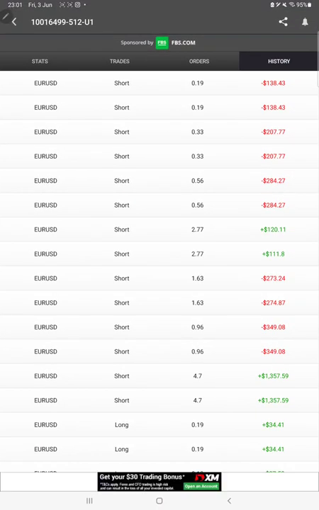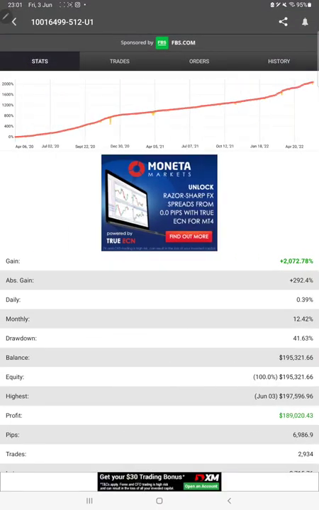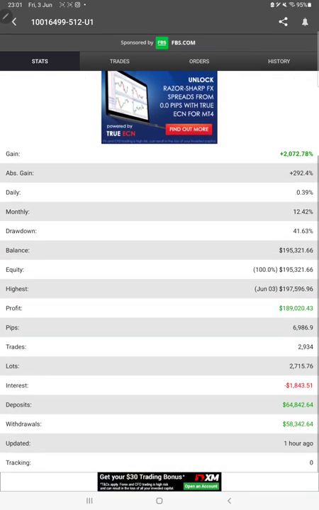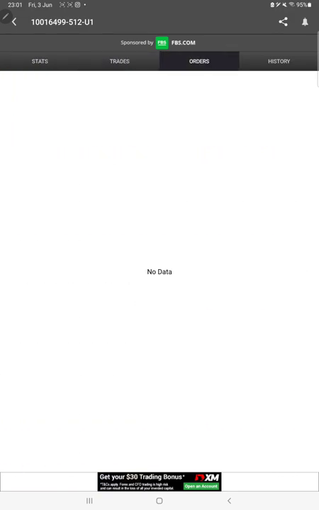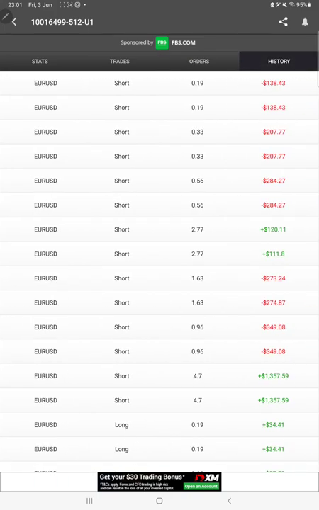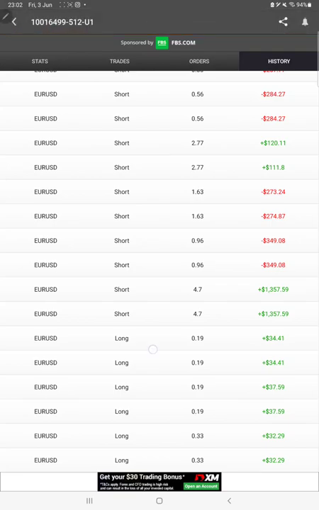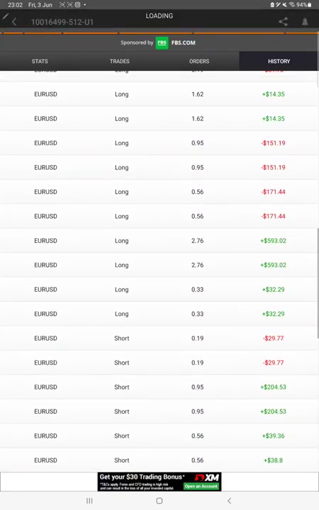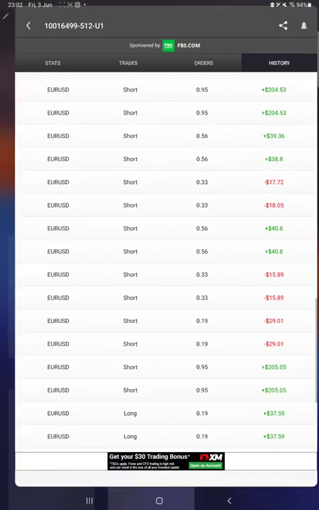Starting with a new update with my FXBook performance, all the statistics we can verify from here, like the total percentage of gain, absolute gain, daily return, monthly return, drawdown, current balance, equity, profit pips that we have achieved, deposit and withdrawal, and it was updated only 1 hour ago. We can also see the live trades here. We can verify the pending orders from here, and in history we can check how much lot size we have traded and what profit and loss we have booked by trading EURUSD for strategy number 8.